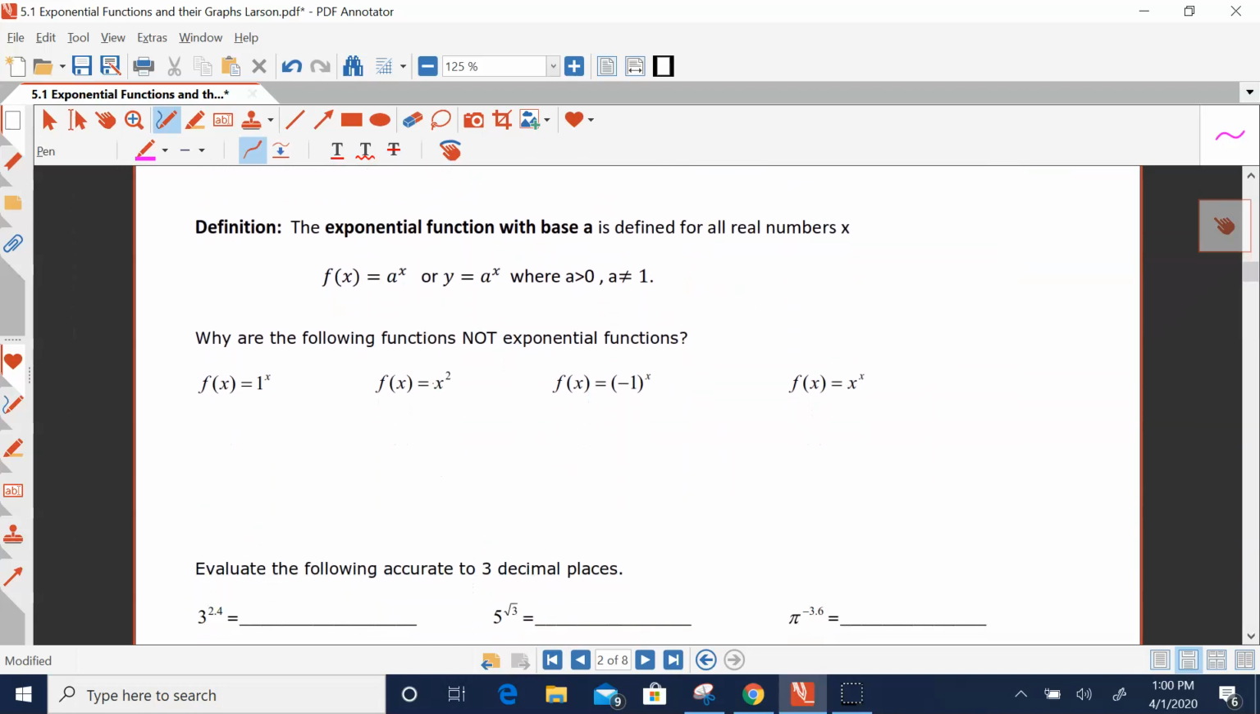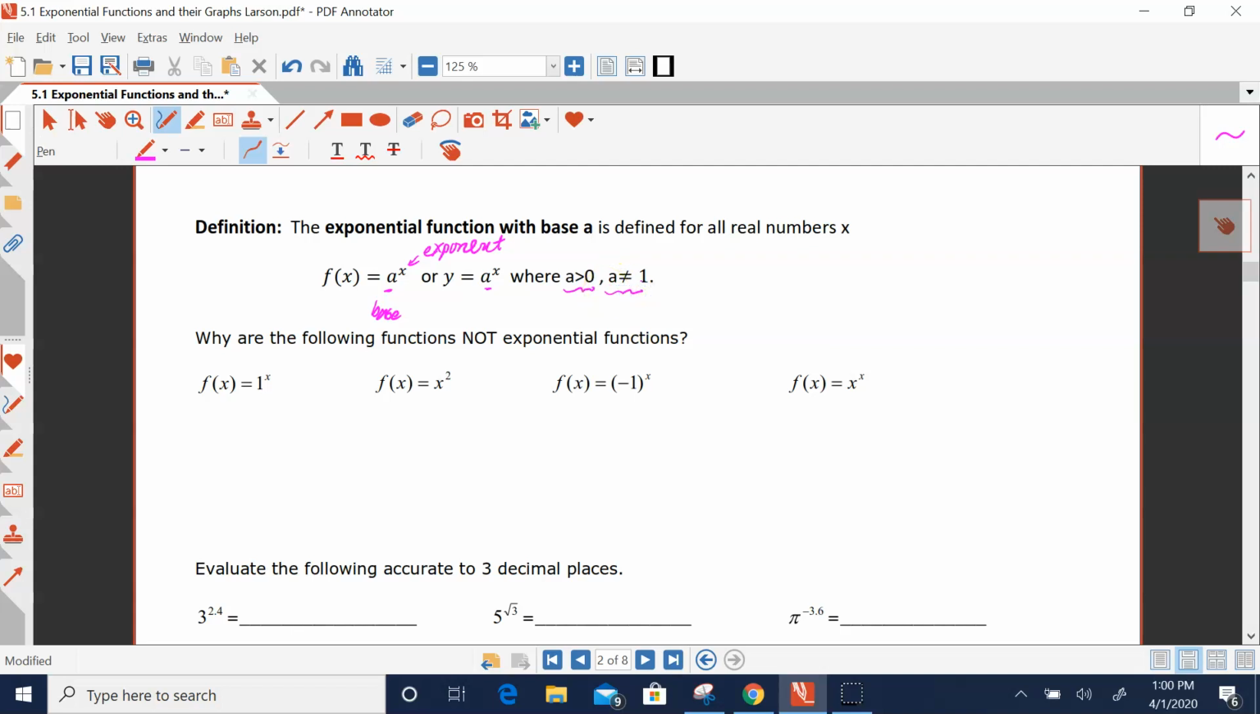So here's the definition of an exponential function. f of x equals a to the x, where a is our base, x is our exponent, or it can be written as y equals a to the x. Remember, we can replace f of x with the letter y. Now, there are some conditions on our exponential function, which is a, our base, has to be greater than 0. So we can only have a positive number base, and a can't be 1.